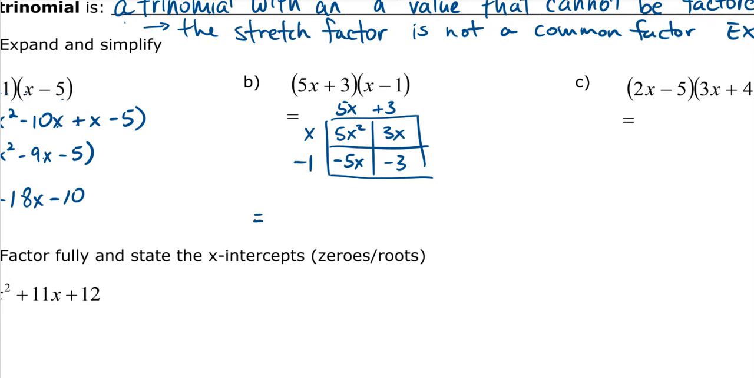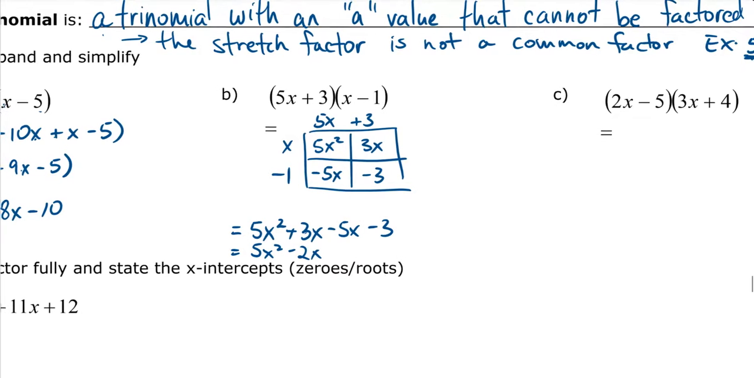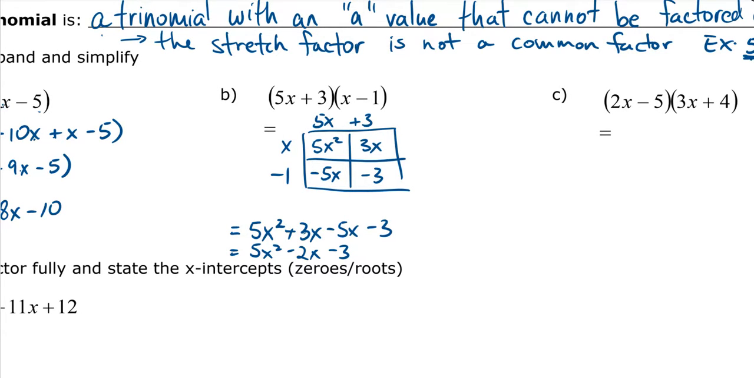And adding up all of our products together, I have 5x squared plus 3x minus 5x minus 3. And if you collect like terms, we'd have 5x squared plus 3 minus 5 is minus 2, and we have minus 3 at the end.